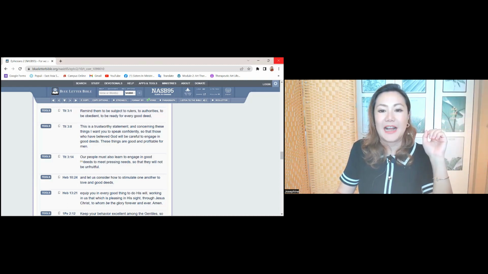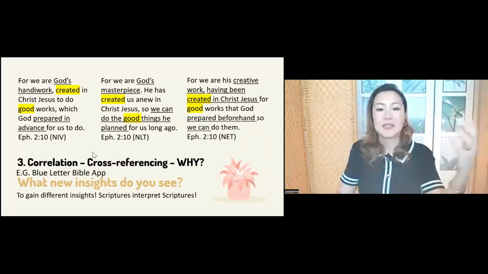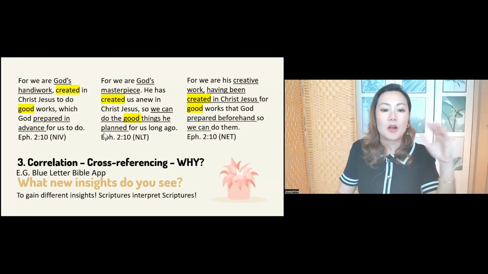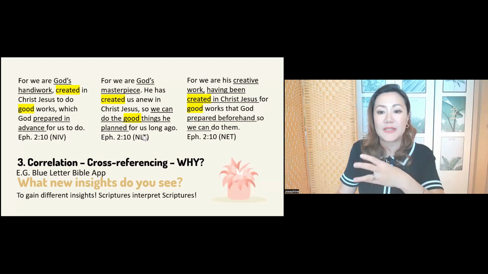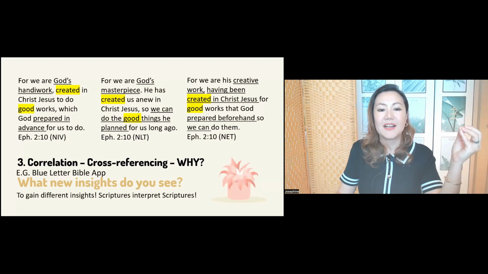I just want to quickly show you this so you can have a mindset. Oh, okay, so correlation is about cross-referencing to other parts of the scriptures. Besides what I showed you last time about different translations, right? That was part of correlations, where we look up different translations to gain better insight. So this is what I'm showing you right now. The second part of it is cross-referencing scriptures to interpret scripture.